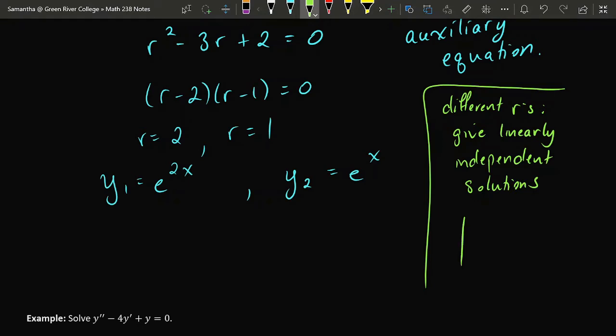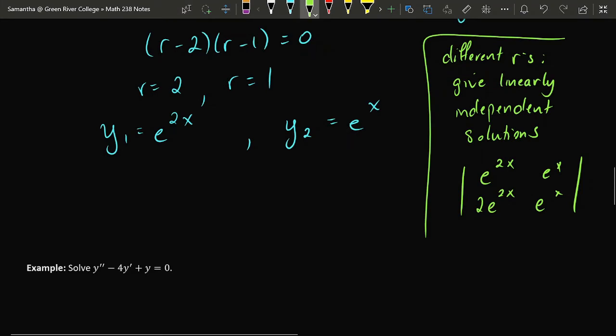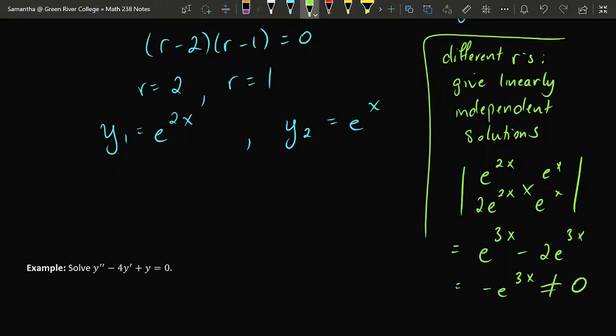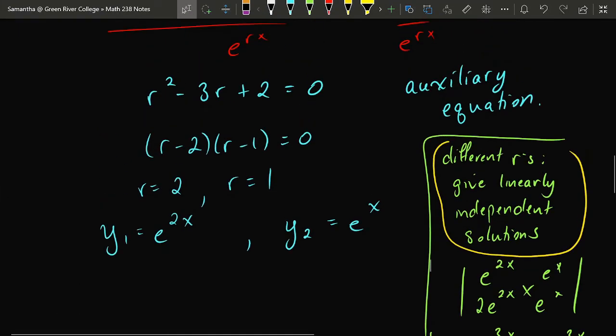If you just want to check this, we can have a quick look at the Wronskian. If I fill up this 2 by 2 matrix with the original functions and their derivatives, and then calculate the determinant, I get e to the 3x minus 2e to the 3x, which is negative e to the 3x, which is not 0. So the Wronskian confirms that these 2 functions are linearly independent, and as a rule, different r values will give you different solutions which are linearly independent.